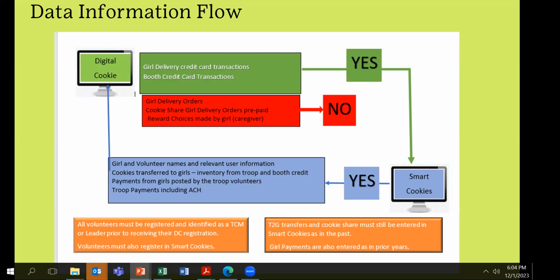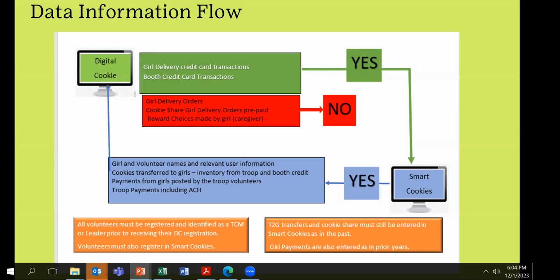All volunteers must be registered and identified either as a troop cookie manager or a leader prior to receiving their Digital Cookie registration. And it's important that you register in Smart Cookies and Digital Cookie. And you also need to make sure you use the same email address that you've used in your My Girl Scout account. So when you've registered yourself as a Girl Scout, that needs to be the same email that you're going to be using in Smart Cookies.